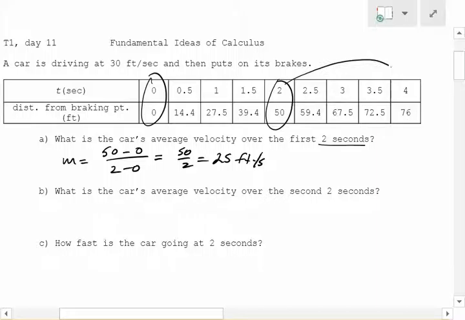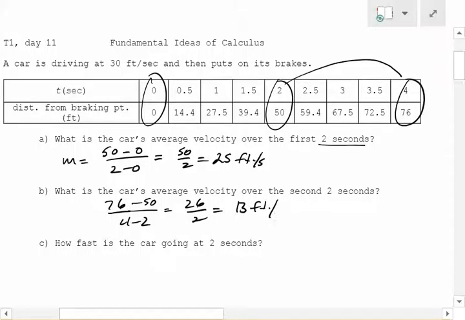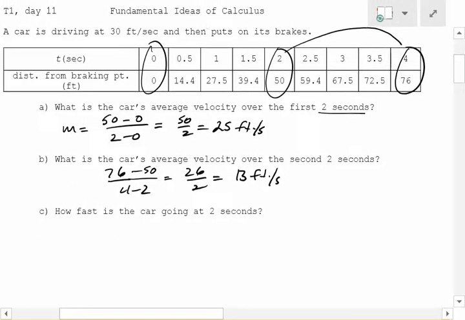What is the car's average velocity over the second 2 seconds? So that's 2 to 4. So that's going to be 76 minus 50 over 4 minus 2. So it's 26 over 2, which is 13 feet per second.